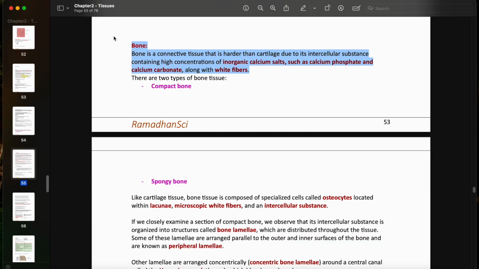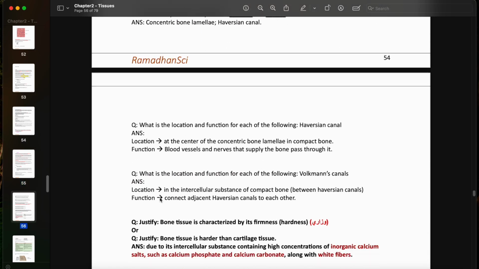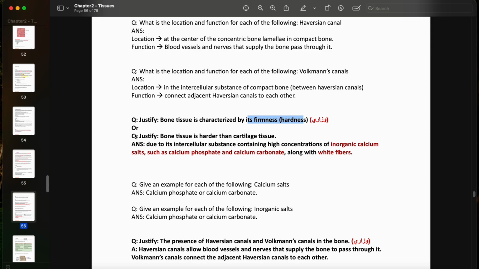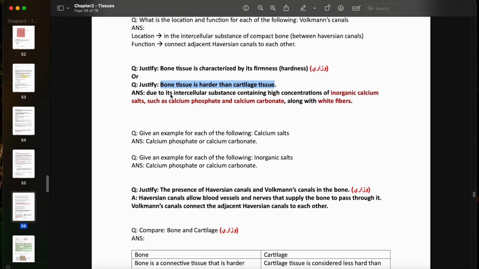So here we can have a very important justify or explain question, telling you that the bone tissue is characterized by its firmness or hardness, or telling you to justify that the bone tissue is harder than the cartilage tissue. And the answer: due to its intercellular substance containing high concentrations of inorganic calcium salts, such as calcium phosphate and calcium carbonate, along with white fibers. Okay, this is the answer.